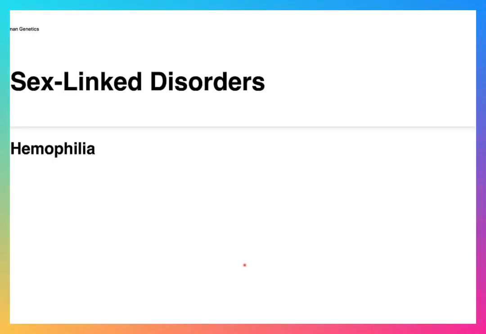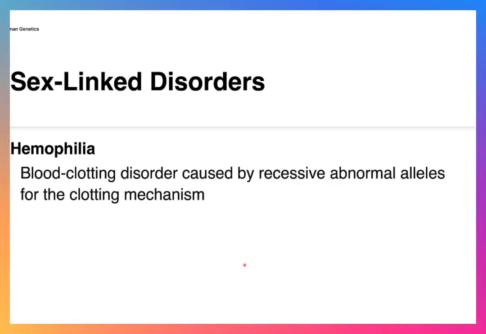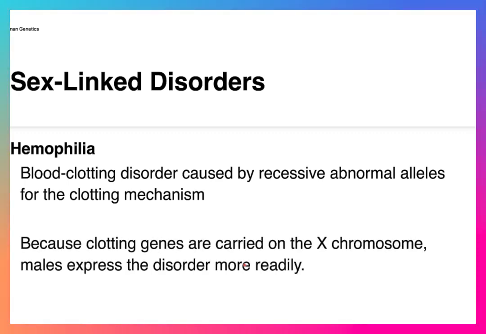Now, there are sex-linked diseases, and the most famous that you'll hear about is hemophilia. Hemophilia is a clotting disorder that occurs because there is a lack of a protein that is necessary for blood to clot. So it is a recessive abnormal allele, and it is carried on the X chromosome. Because it's carried on the X chromosome, the males are much more likely to express the trait or the phenotype.